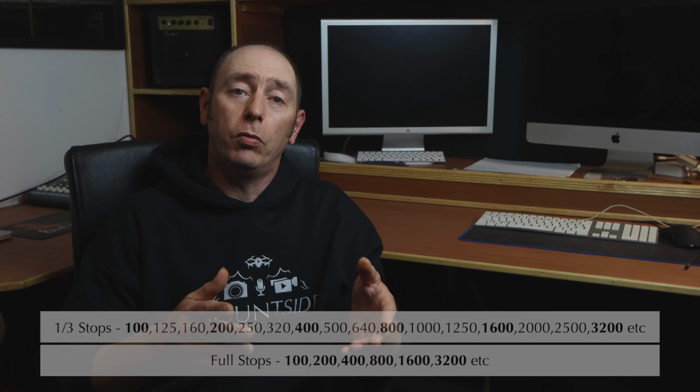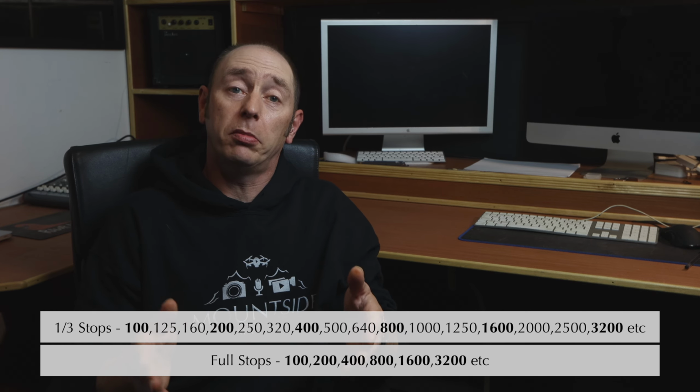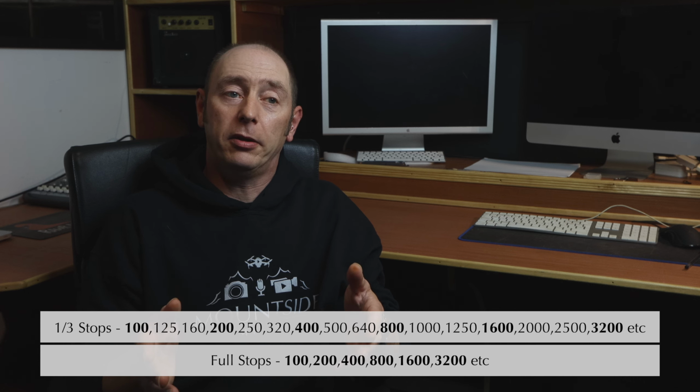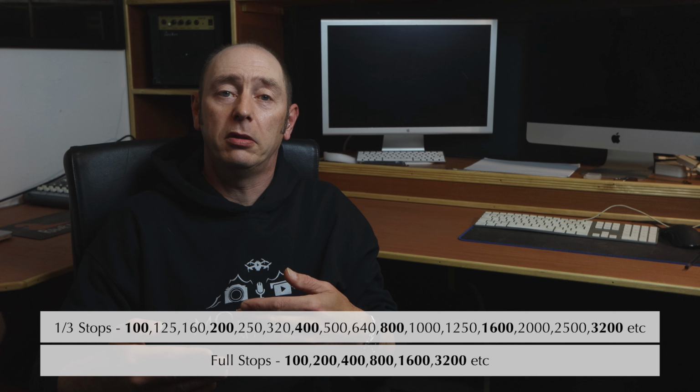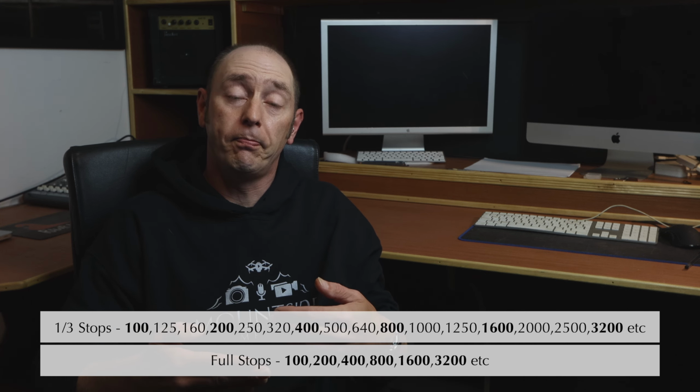In this video we're going to talk about ISO and its place within the exposure triangle. Now, on your camera, ISO may be adjustable in either 1/3 of a stop or whole stop settings. And as with a lot of these settings, this will affect how many stops of light you gain or lose.